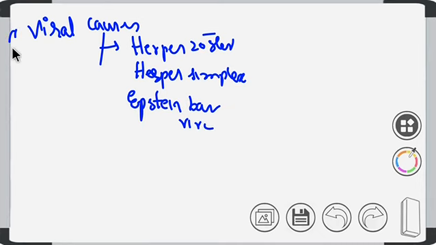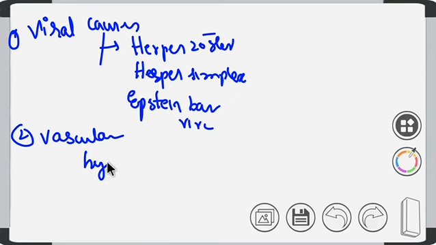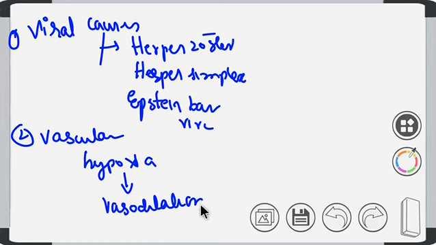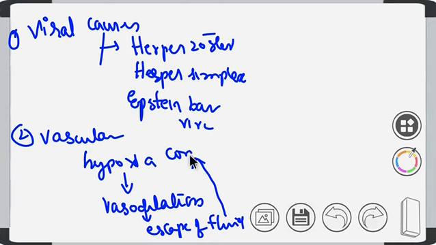And the next cause is vascular causes. What happens in vascular causes? There is hypoxia of blood vessels. When there is hypoxia, it results in vasodilation of blood capillaries. When there is vasodilation, there is increased escape of fluid, and this fluid compresses the facial nerve, and that results in paralysis. Clear? So this is the vascular cause.